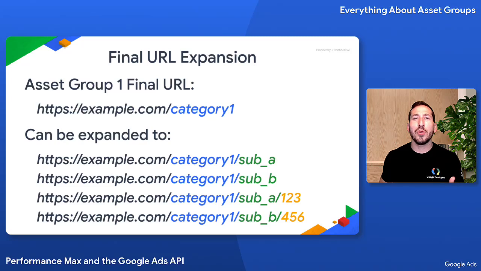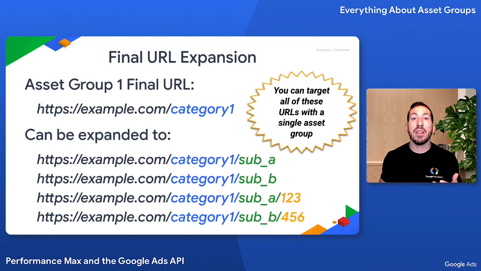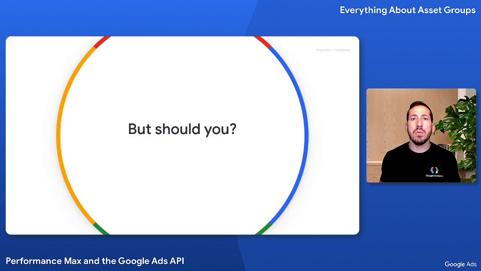By default, Google will use something called URL expansion to automatically expand your list of final URLs to include subdirectories of your final URLs. However, you can turn this setting off in the campaign level settings. And that brings up an interesting question. Why might you want to use multiple asset groups, especially in light of final URL expansion?